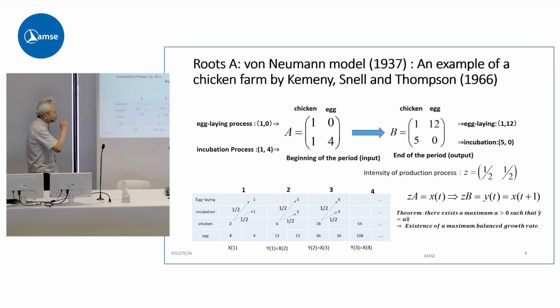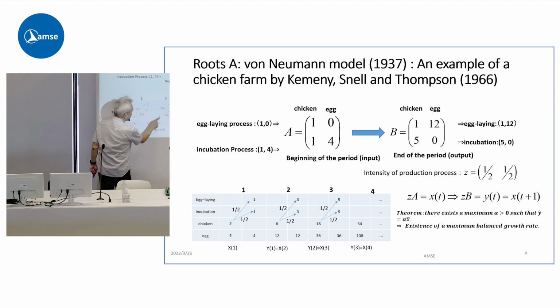Now, for von Neumann's calculation, we need so-called intensity, the intensity of the processes, which in this case is half and half. So at the beginning of the next period, we have six chickens, one plus five. The intensity is half, so three chickens join the egg-laying process and the remaining three join the incubation process. Then we repeat this.